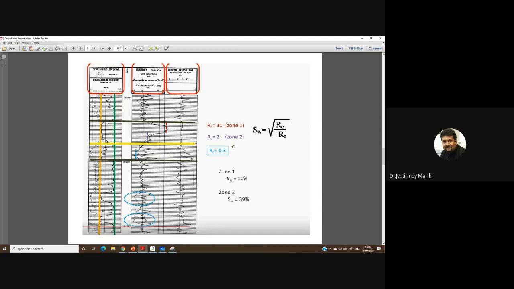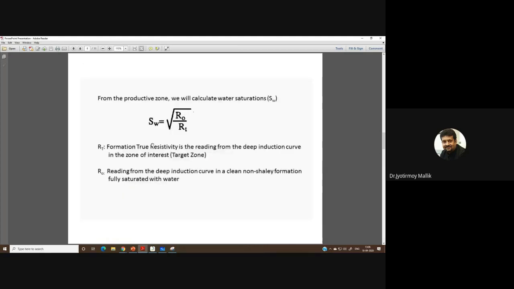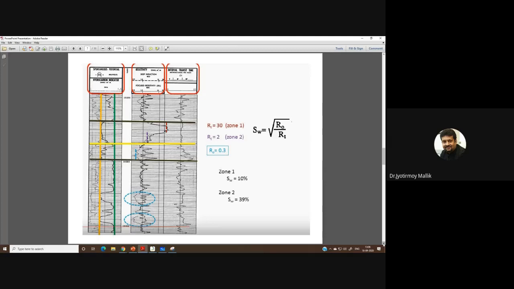Okay, so we can calculate at zone 1, which is the red zone. We have got the value of RT as 30, and in the water zone we have got the value of R0 as essentially 0.3, which is here, this blue line, and in zone 2 the value of RT is 2. So we can calculate in zone 1, using this formula, the water saturation is 10%.